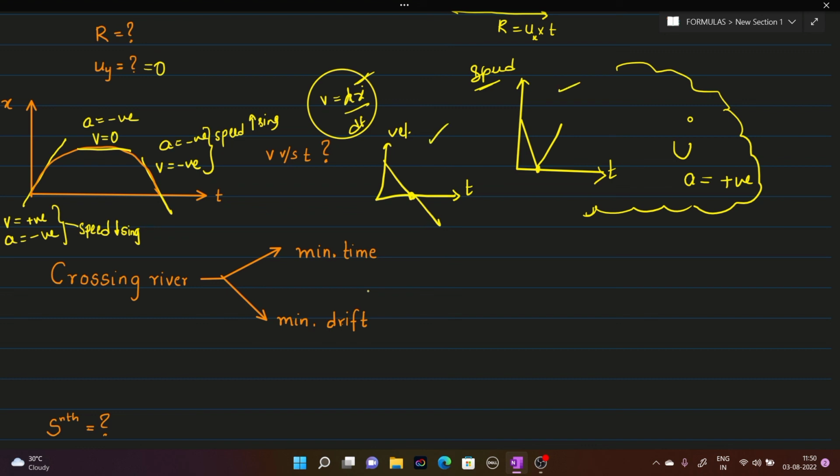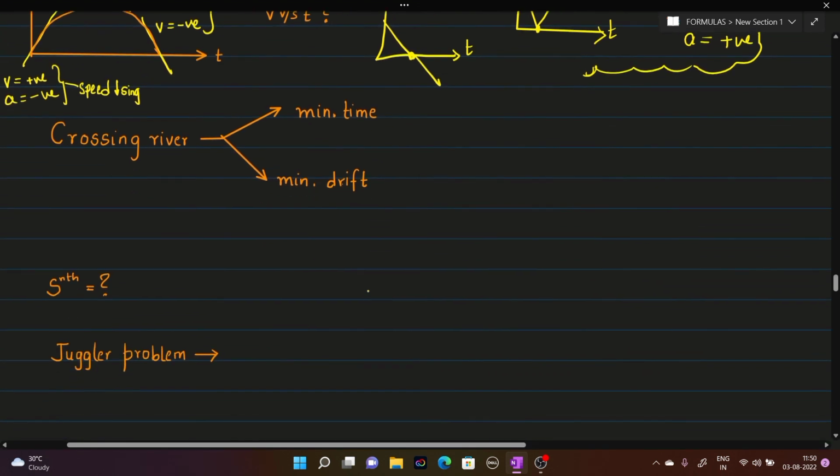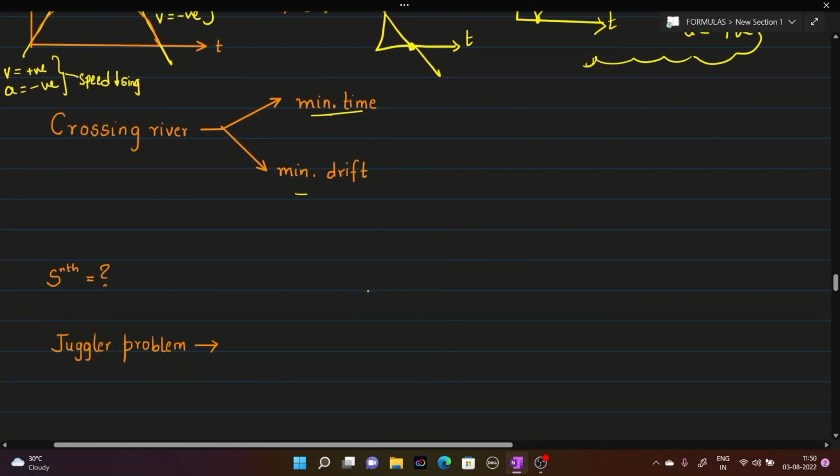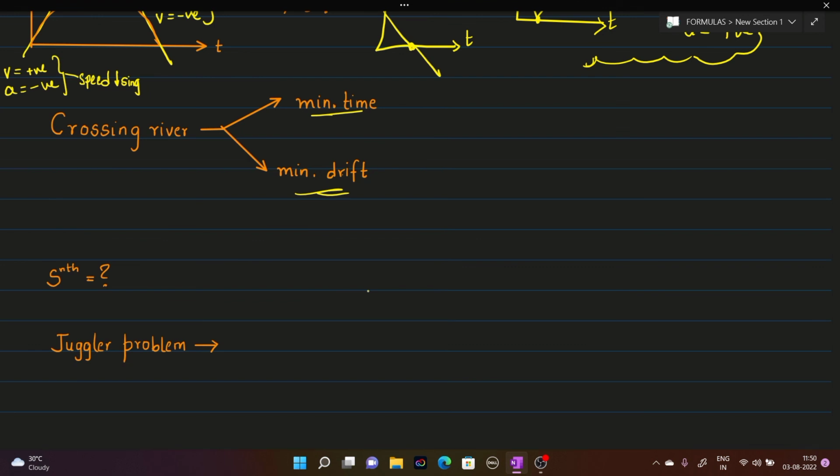So this was the graph for both of them. Easily we could find it out through the xt graph itself. Next is crossing a river in minimum time and in minimum drift. These two cases are usually taken into consideration. For minimum time, remember, the swimmer will always go straight without changing direction. This is the velocity of the swimmer, and this is the velocity of the river. The direction we get is the velocity of the swimmer with respect to the river.